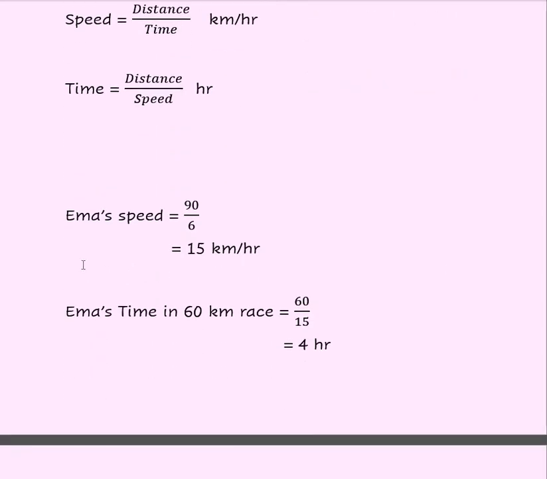We get Emma's speed as the distance traveled by Emma divided by time taken, which is 90 divided by 6 equals 15 km per hour. So Emma's time in the 60 km race will be 60 divided by the speed of Emma, which is 60 divided by 15, which gives us 4 hours.